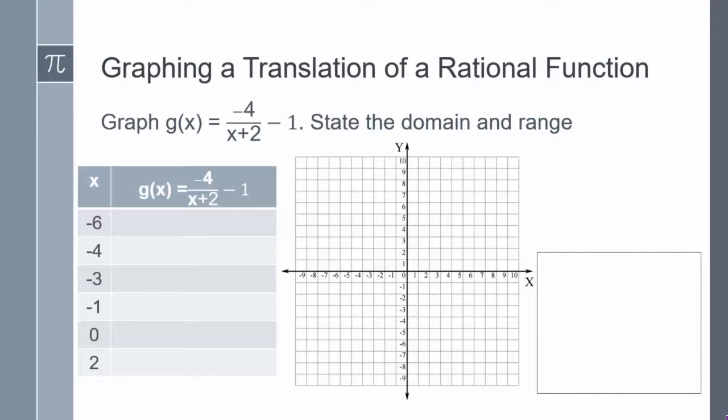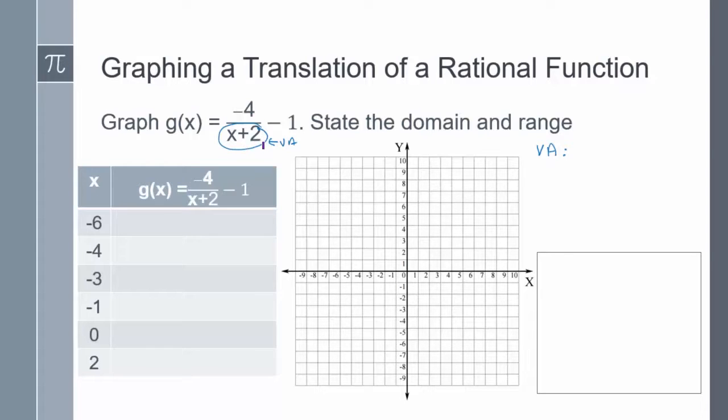We are graphing a translation of a rational function g of x equals -4 over x plus 2 minus 1, and then we are asked to state the domain and range of this function. Let's start by figuring out what our vertical and horizontal asymptote is. Our vertical asymptote is our h value, and it's given over here, which is the denominator of our rational function.